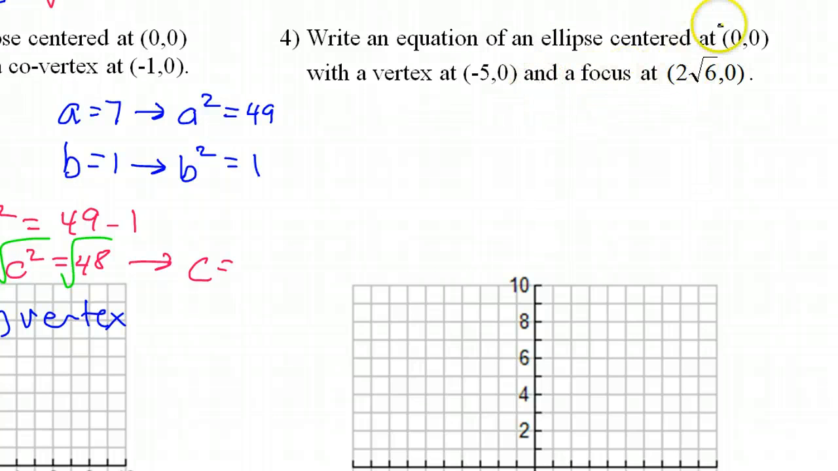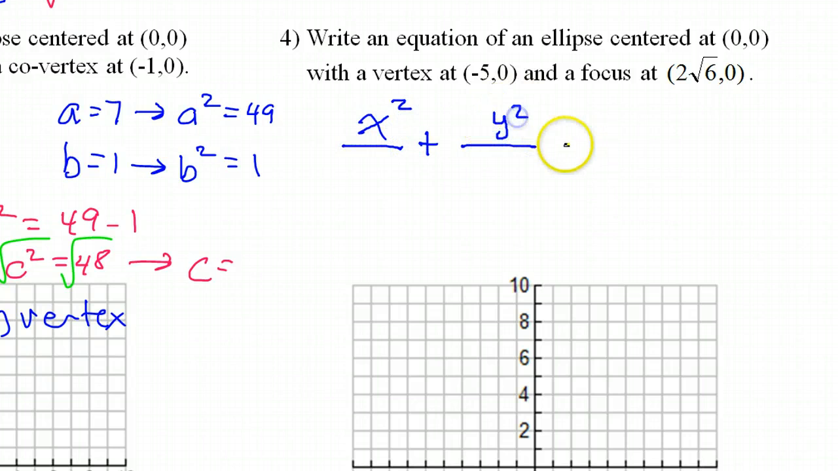Write an equation of the ellipse centered at 0, 0. Once again, as soon as we see that it is 0, 0, we know it's x squared over something plus y squared over something equals 1. We know all of that just from the 0, 0. Now, we just need our a squared and our b squared. So let's see what we have.